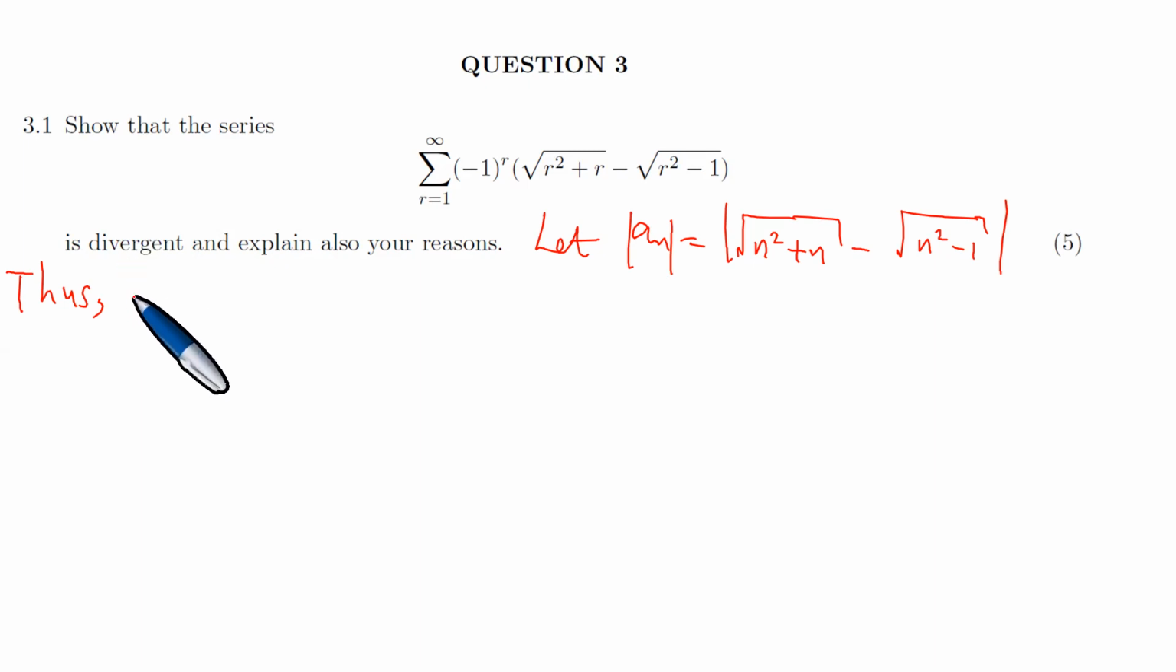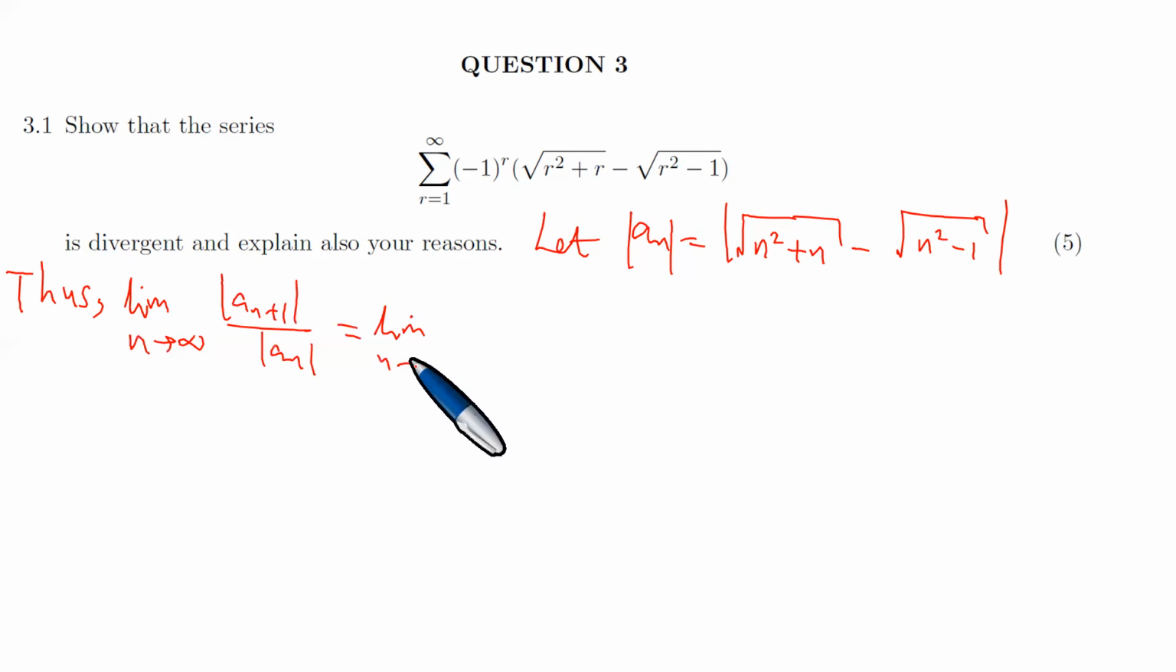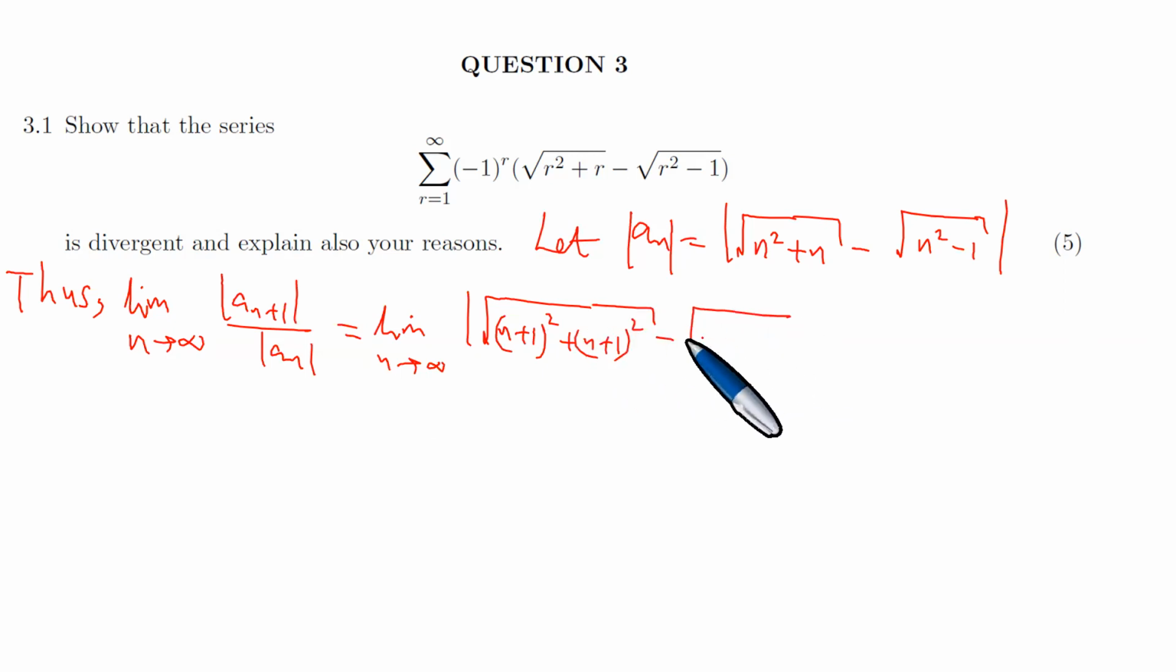The ratio test therefore has implications about the limit as n approaches infinity of a_{n+1} over a_n. What is a_{n+1}? n plus 1. So we'll just put the n plus 1 there.